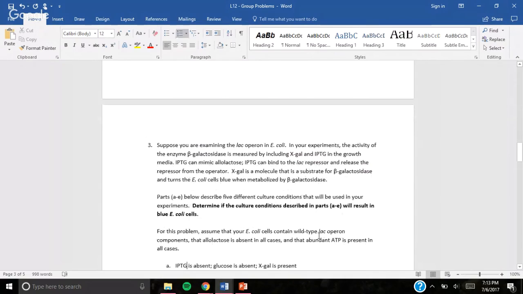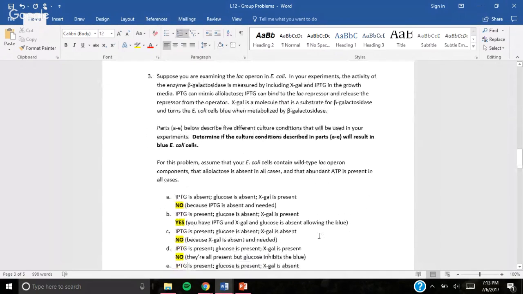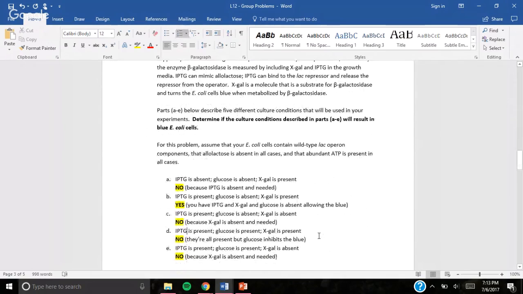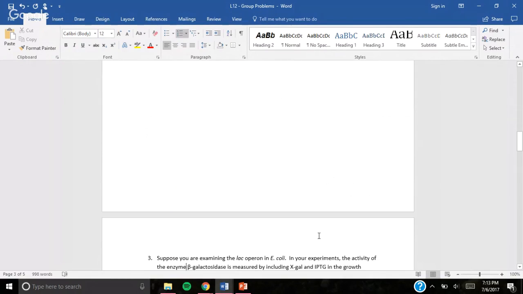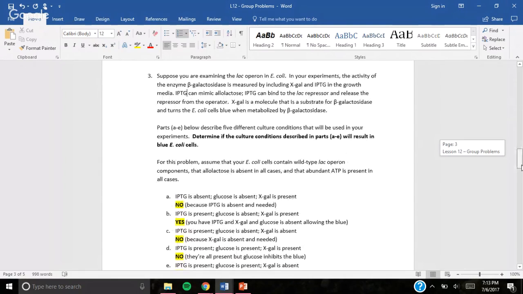Okay, so I'm doing number 3. So you're examining the E. coli lac operon. Essentially, like it said, I'll just leave this up there so that paragraph can be read, and then I'll move on down. The question here is determine if the culture conditions described in parts A through E will result in blue E. coli cells, or cells that were metabolized by the beta-galactosidase.